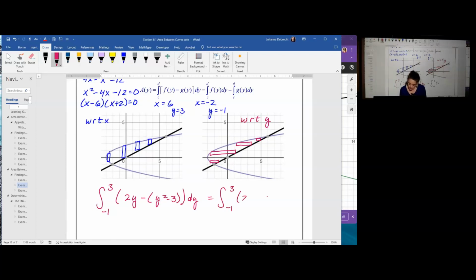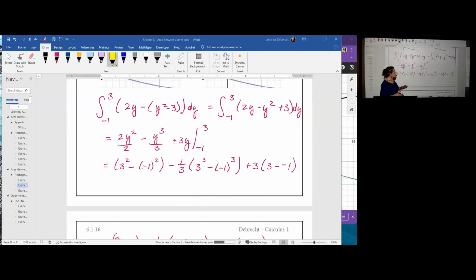Now that we have everything simplified, we can go ahead and apply the power rule for integrals to integrate this one. Go ahead and pause the video to work it out now. When we apply the power rule, we get the antiderivative function y squared minus 1/3 y cubed plus 3y, which we need to evaluate between y equal -1 and y equal 3.